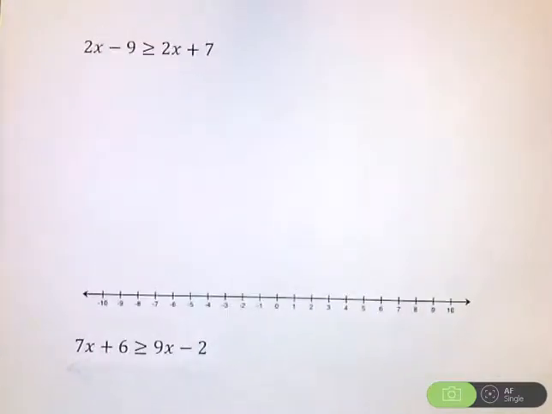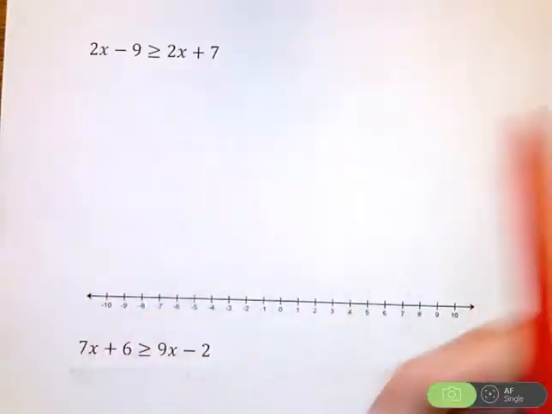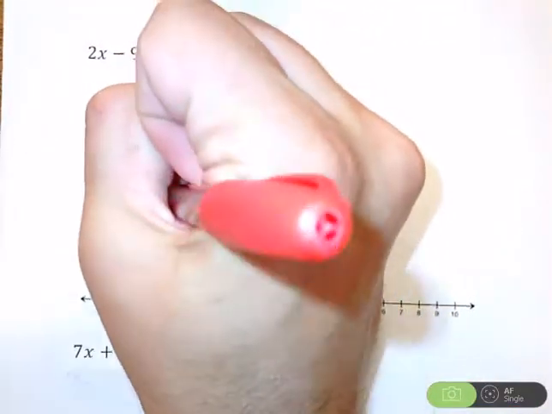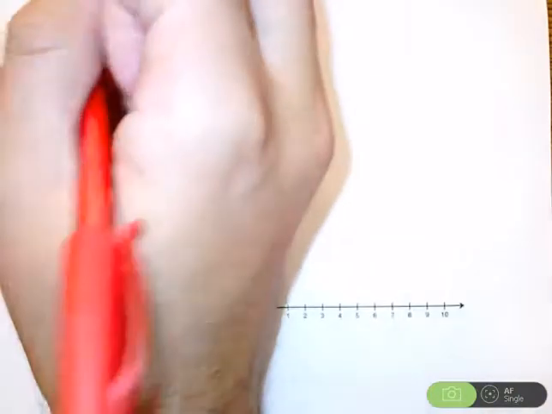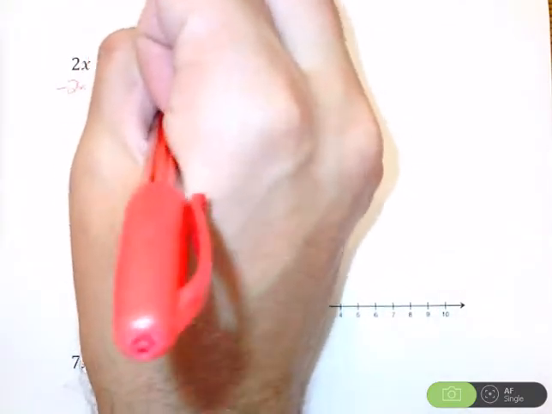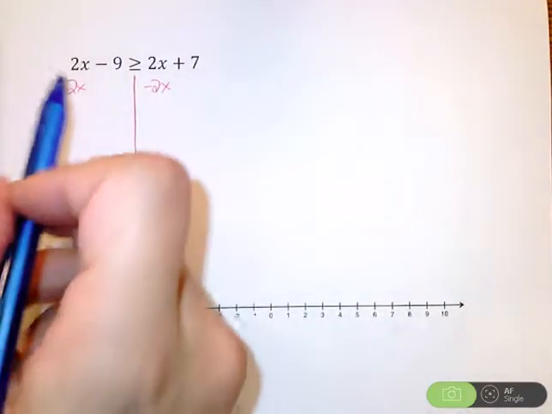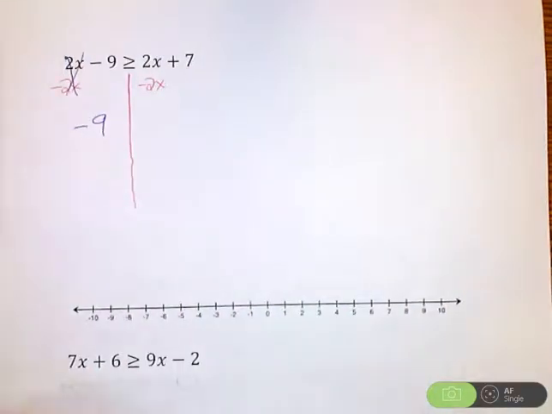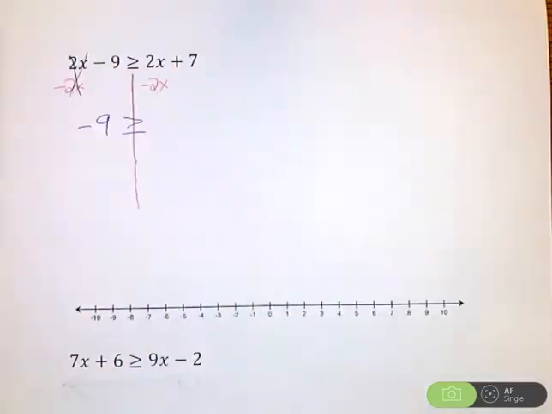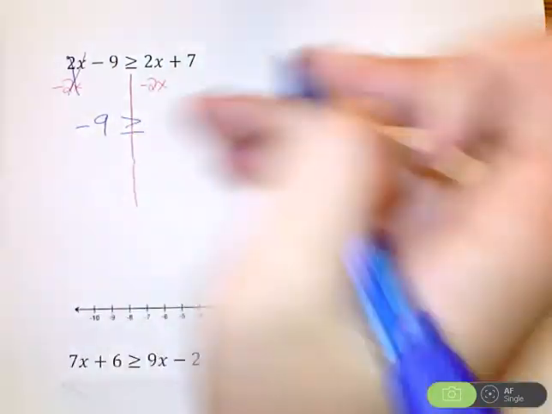A few more problems I want to look at, a few more special cases. On the back side, I see 2x minus 9 is greater than or equal to 2x plus 7. No parentheses there, so I don't need to distribute. If there were parentheses, we would be distributing. I see 2x on the left side and 2x on the right side. We've got to get those together, so I'm going to subtract 2x from both sides. When we do that, the 2x minus 2x is gone, so I get -9. Since I'm subtracting, the inequality stays the same. On the right side, 2x minus 2x is gone, and I get 7.